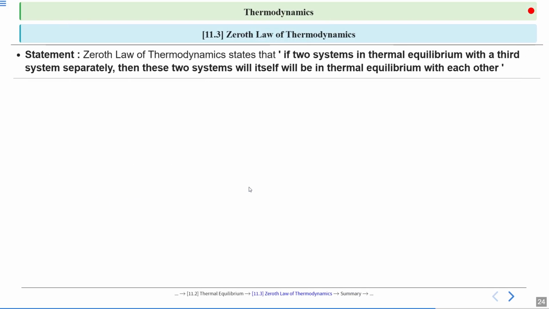Zeroth law of thermodynamics. This is a very important concept. The statement: the zeroth law of thermodynamics states that if two systems are in thermal equilibrium with a third system separately, then these two systems will be in thermal equilibrium with each other. It means we have two systems. We will understand it with a diagram.